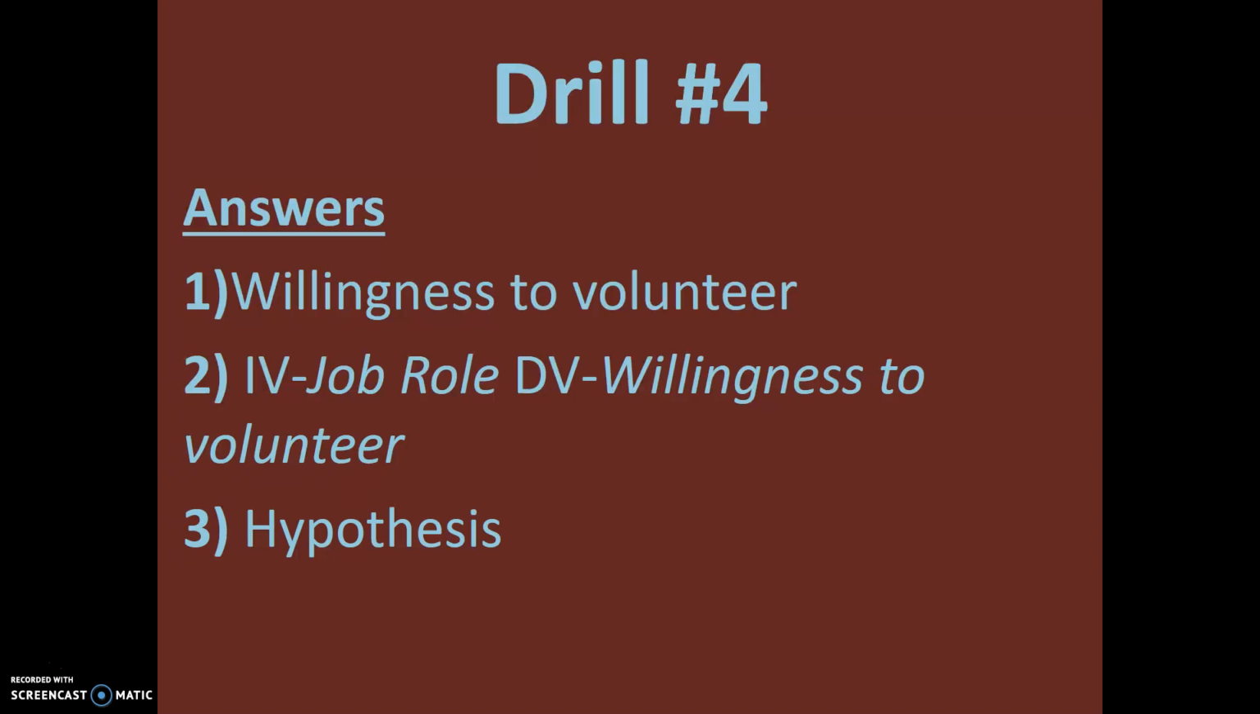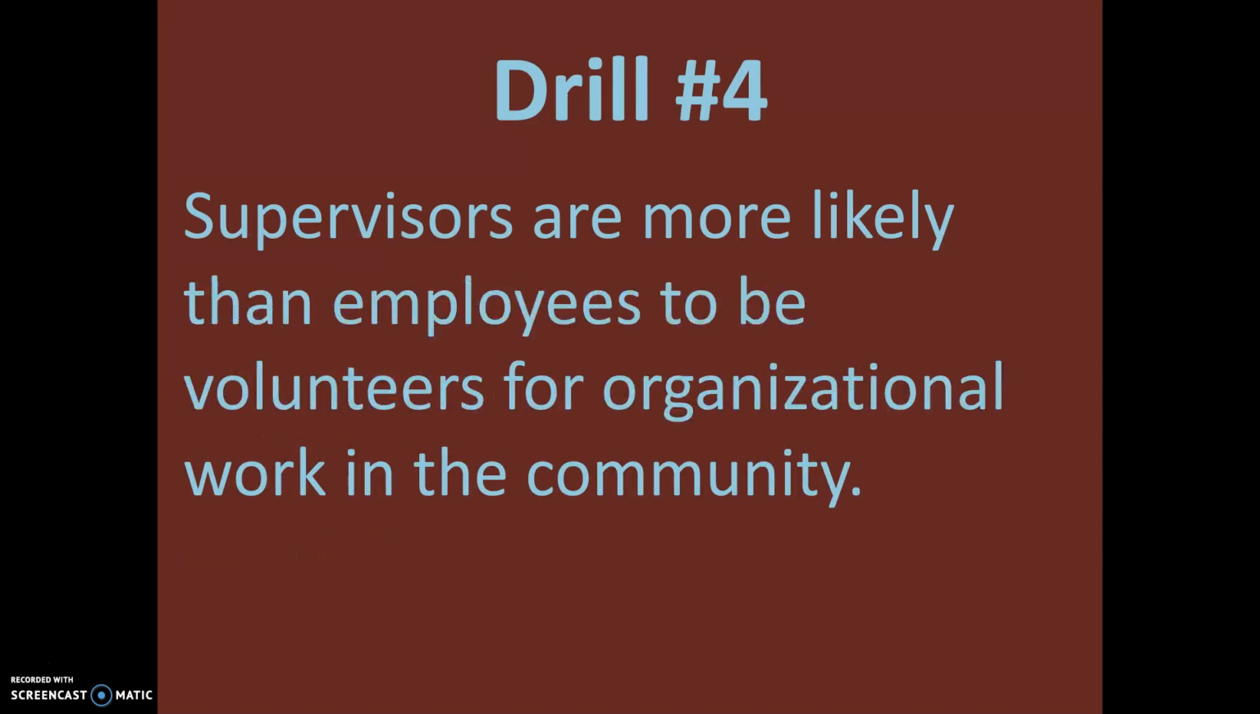This statement is a hypothesis. We know that because at the end, there is no question mark, which is our big clue, but also this is making a prediction. So look at the statement. It says supervisors are more likely than employees to be volunteers for organizational work in the community. This is making a prediction about what will happen between the variables. So we know this to be an educated guess, a supported claim, being a hypothesis.